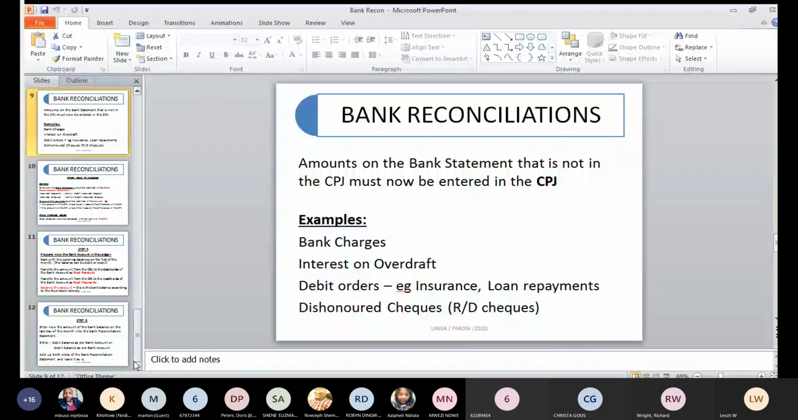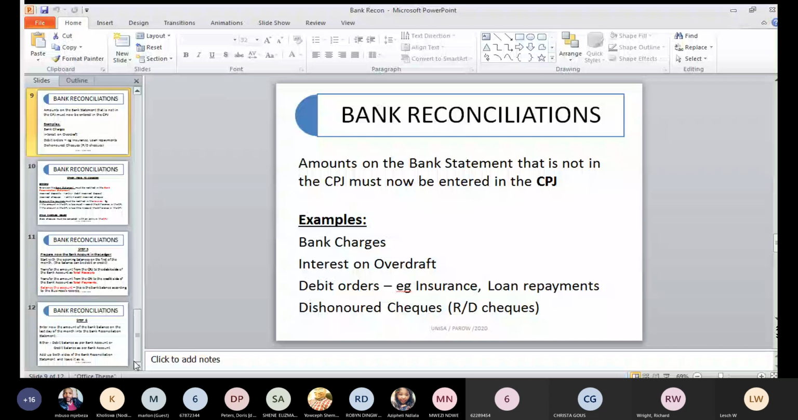Examples can be the following: bank charges, because remember, bank charges will only appear on our bank statement. And once we receive our bank statement, we will update our records now with those items. So bank charges will appear there. Interest on overdraft can be there.